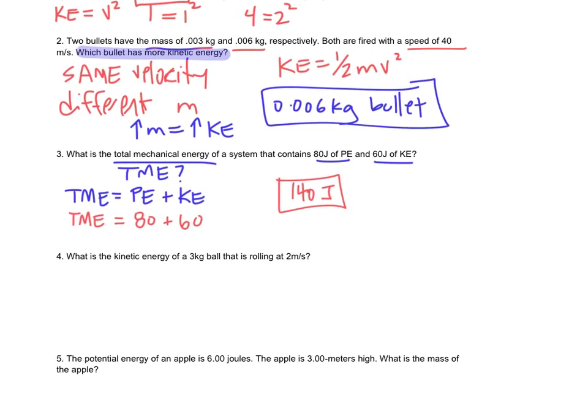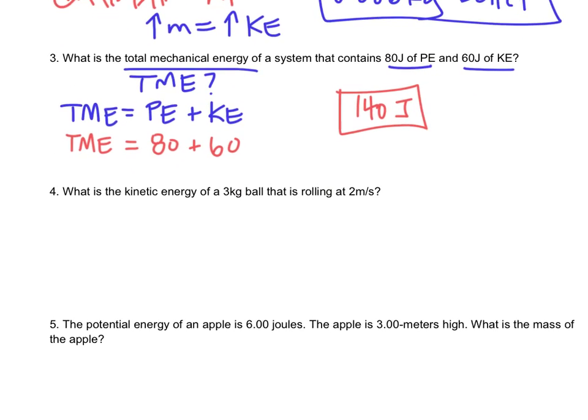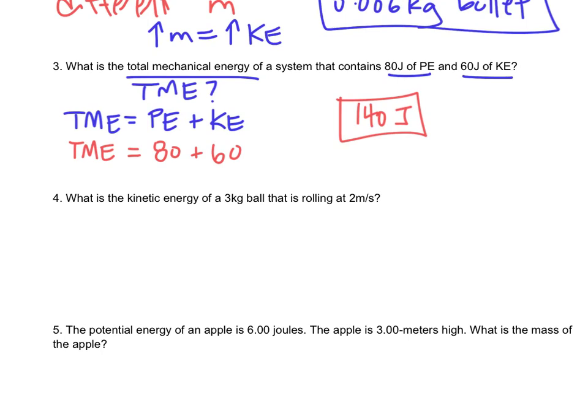All right, so for the next couple, I'm going to give you some hints, but I will allow you to solve them on your own. Looking at number 4, what is the kinetic energy of a 3 kilogram ball that's rolling at 2 meters per second squared? So it's asking you to find the kinetic energy.